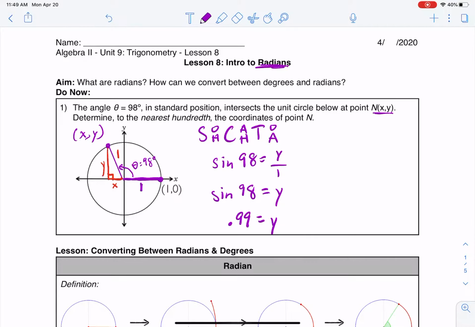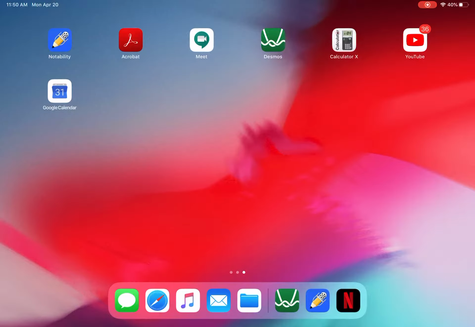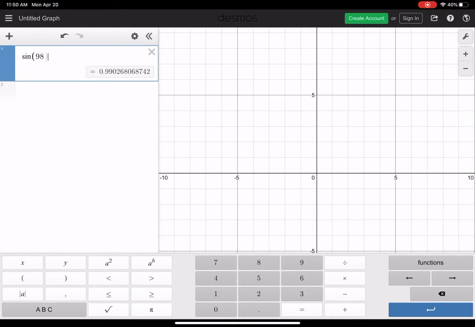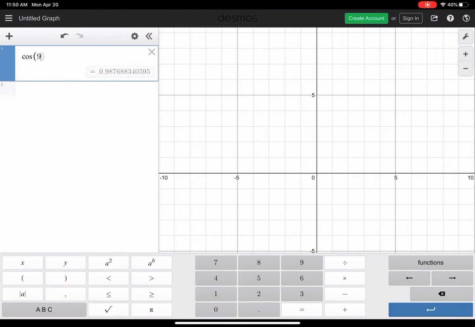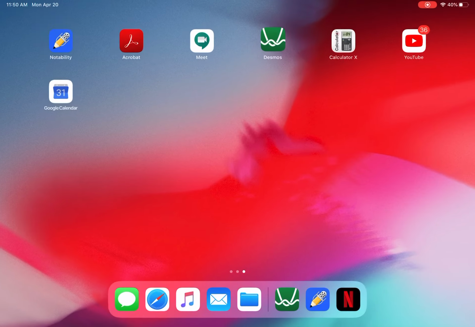All right, so to find the value of x, that's my adjacent side, I'm going to use cosine. So cosine 98 equals x over 1. Again, that just simplifies to cosine of 98 equals x. Turn to my calculator. All right, so cosine 98, and I get negative 0.13, round to the nearest hundredth, negative 0.14.